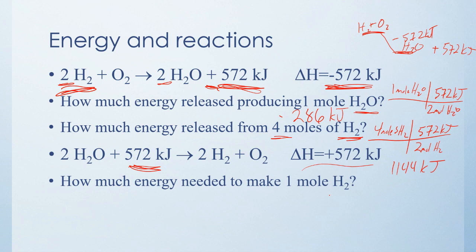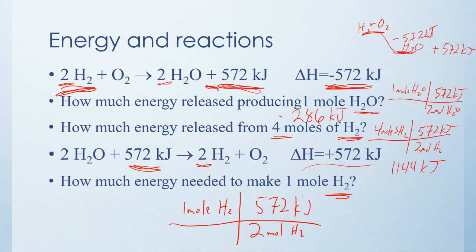If you needed to make 1 mole of hydrogen, let's say you wanted to do hydrogen powered vehicles and you needed 1 mole of hydrogen. Well, for 2 moles of hydrogen, you need that much energy. So for 1 mole of hydrogen, hopefully it makes sense that you would need half that, because for 2 moles of hydrogen, you get 572 kilojoules.